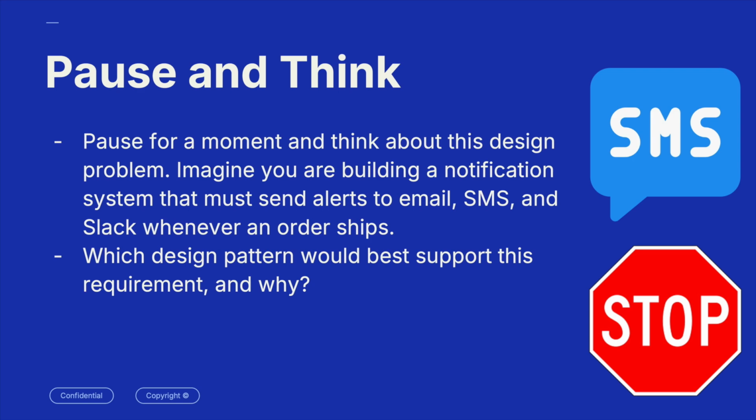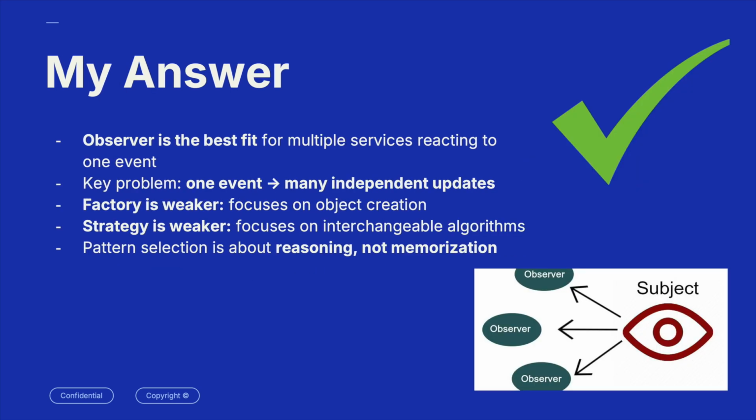Imagine you are building a notification system that must send alerts to email, SMS, and Slack whenever an order ships. Which design pattern would best support this requirement, and why? The most appropriate answer is usually observer, because multiple independent services need to react to the same event.